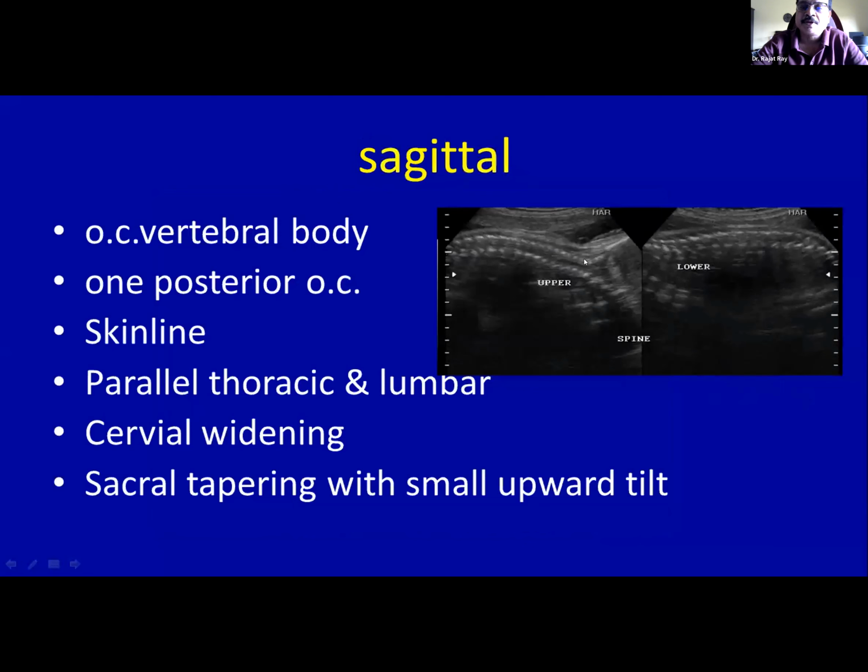Then we are seeing the ossification center of the posterior lamina. Next is the ossification center of the vertebral body. So it looks like a tram line. It is parallel in thoracic and lumbar regions. In cervical regions, there is a little bit of widening, and in sacral region, there is a tapering with small upward tilt. So this is a normal spine in sagittal section.